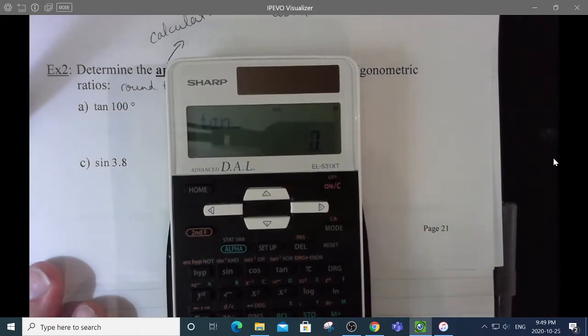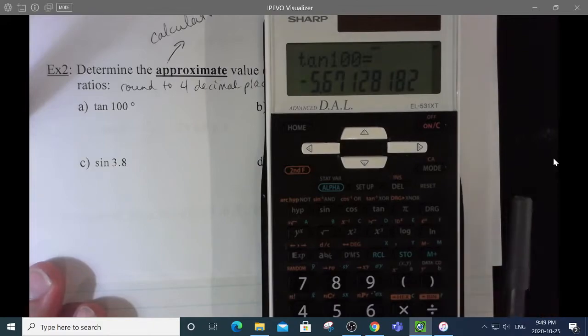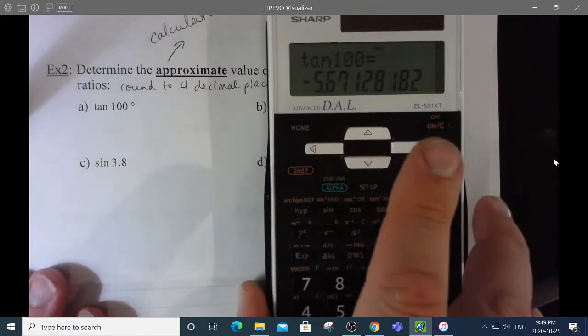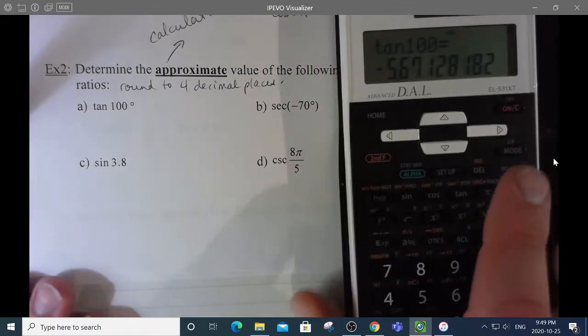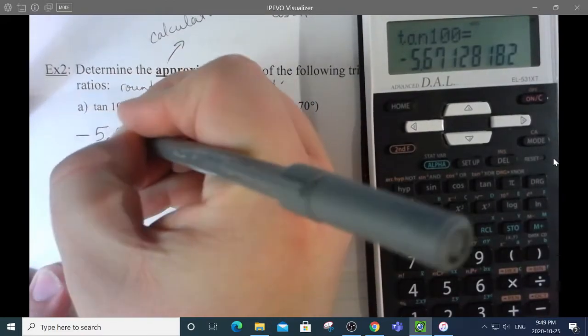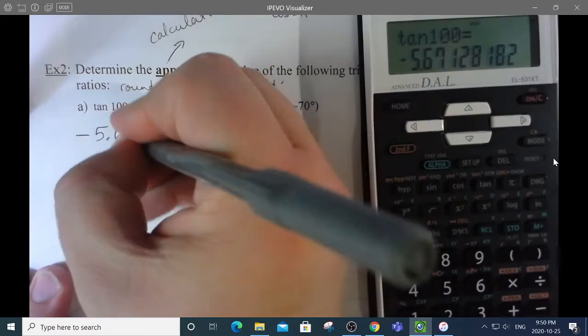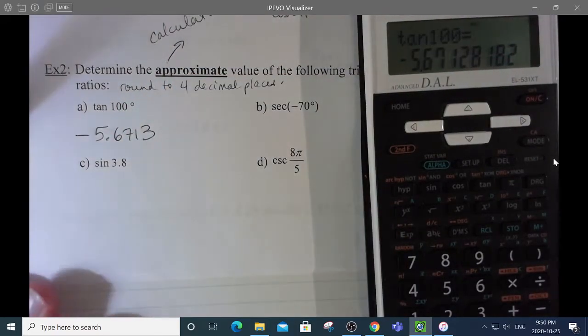You just go tangent of 100. There you go. That's the easiest mark you'd ever get from me on a quiz. I don't think I'd even put one like that on the quiz, but there you go. That's negative 5.671. We said 4 decimal places, right? So 5.6712. I'm rounding at the 2 place, and the thing after it's an 8, so it's 5.6713. Yes, at the university level especially, if you round it wrong, you get 0. So make sure you round properly.